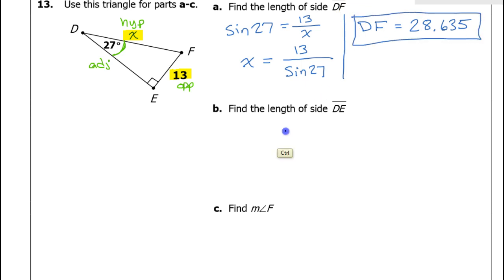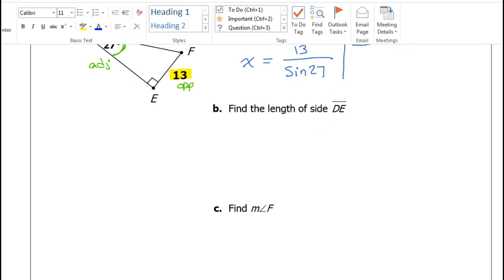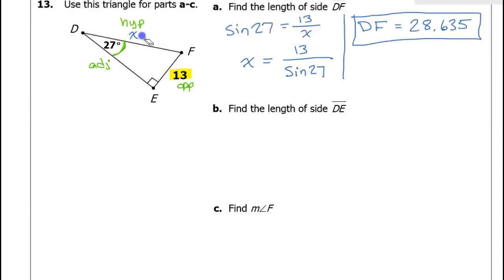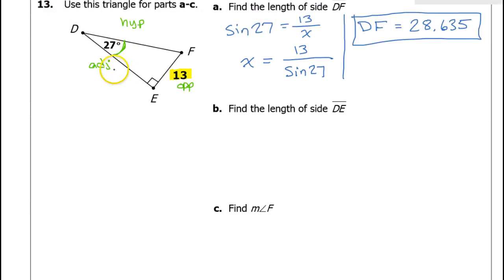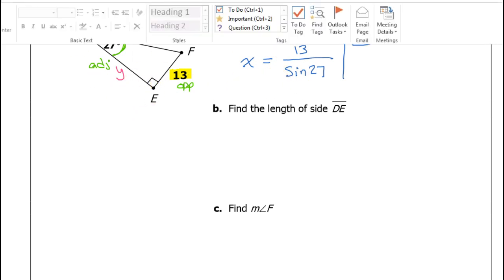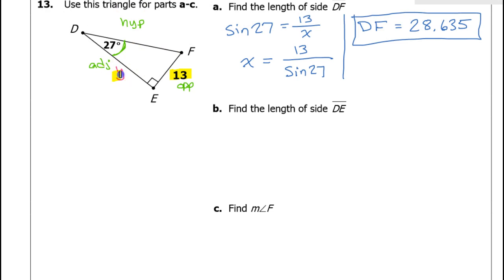So we found DF. Now it's time to find the length of side DE. Just so I don't get distracted, I'm going to erase what I've put before. So now I'm going to find side DE. I am going to use a different variable this time. I'll call this one y, just so I don't get confused with what I did before. So DE is what I'm looking for, so I'm definitely going to use that side. And I'm still going to use the 13 because that's the side I'm given.